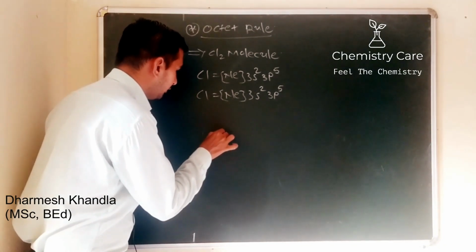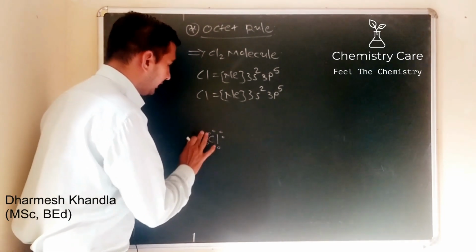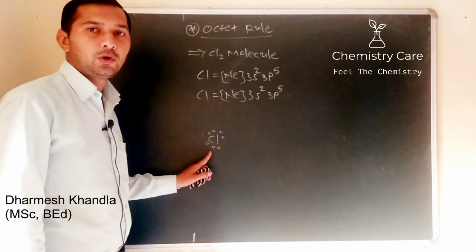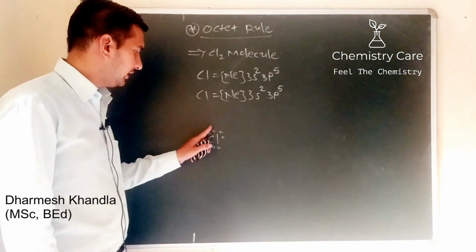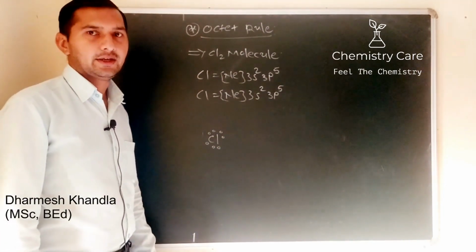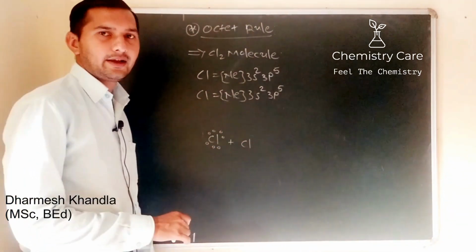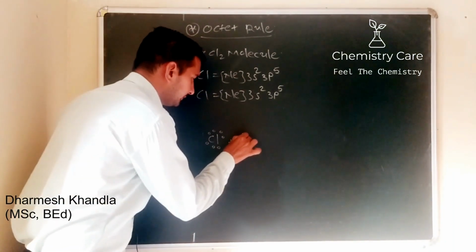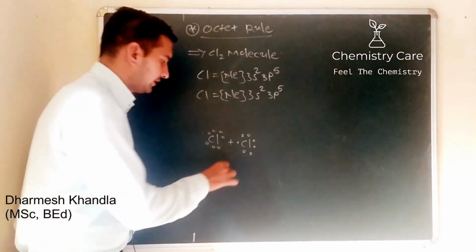One, 2, 3, 4, 5, 6 and 7. There are 7 valence electrons around the chlorine atom. This is called the Lewis dot representation of the chlorine atom. Each dot indicates a valence electron according to Lewis theory. Similarly, the second chlorine atom also has 7 valence electrons, and it forms the Cl2 molecule.